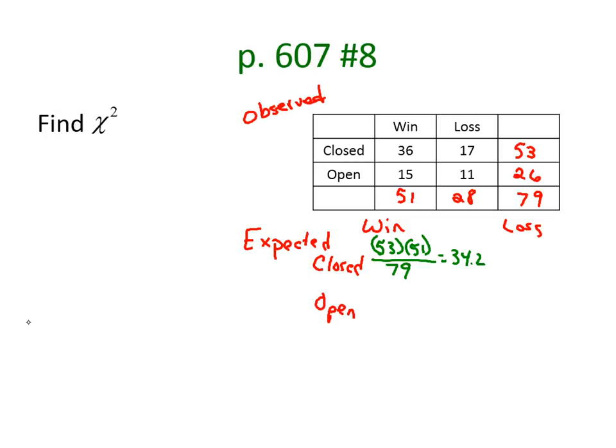Questions there? I want you guys to do the other three. So you're going to take your row total times your column total divided by the grand total. The grand total of 79 is not going to change on any of these. And to keep me from having any kind of rounding error, I probably should keep a couple extra decimals. So let's do 34.215 just to avoid that.